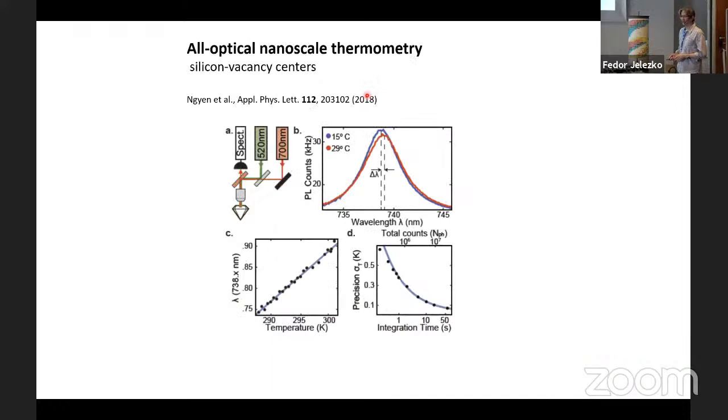So this is to excite the silicon vacancy center. Right? So the laser was... one is a heating laser and the other is an excitation laser. But for this color center, the best excitation laser is 700 one. For heating, yeah.